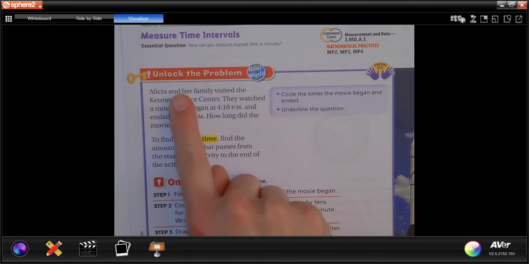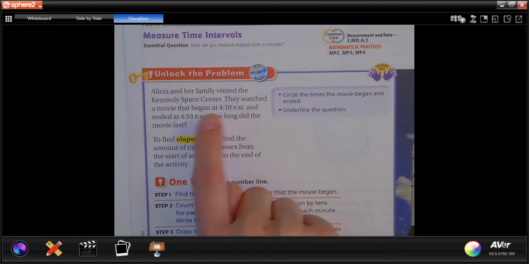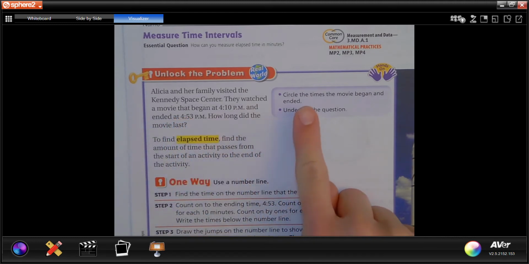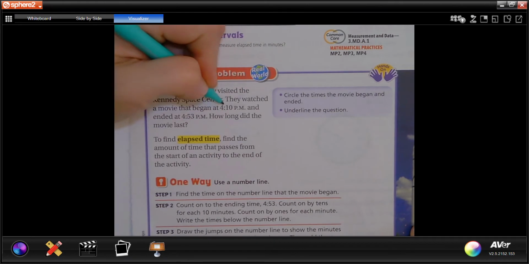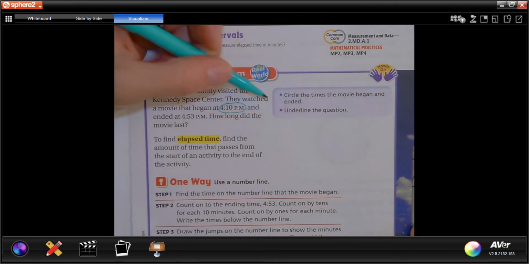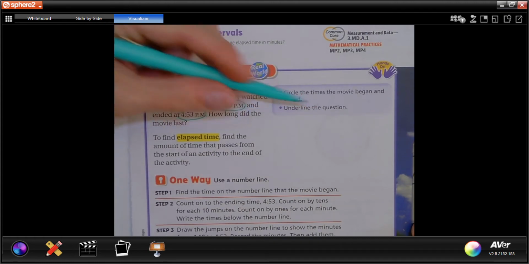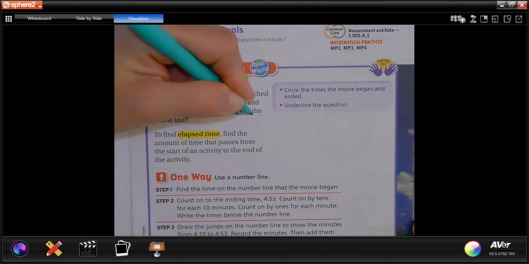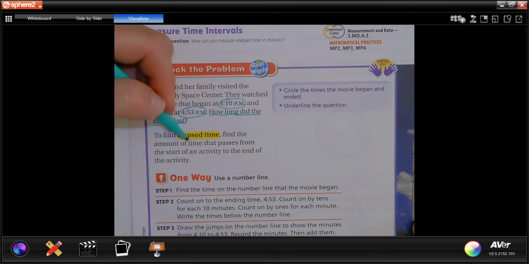Unlock the problem. Alicia and her family visited the Kennedy Space Center. They watched a movie that began at 4:10 p.m. and ended at 4:53 p.m. How long did the movie last? Circle the time the movie began and ended. It began at 4:10 p.m. and it ended at 4:53 p.m. Underline the question. How long did the movie last? To find elapsed time, find the amount of time that passes from the start of an activity to the end of the activity.